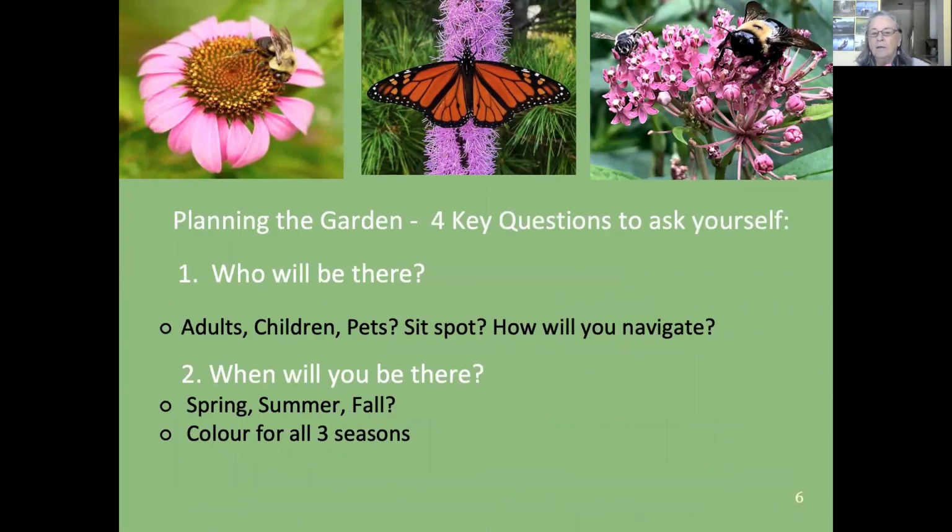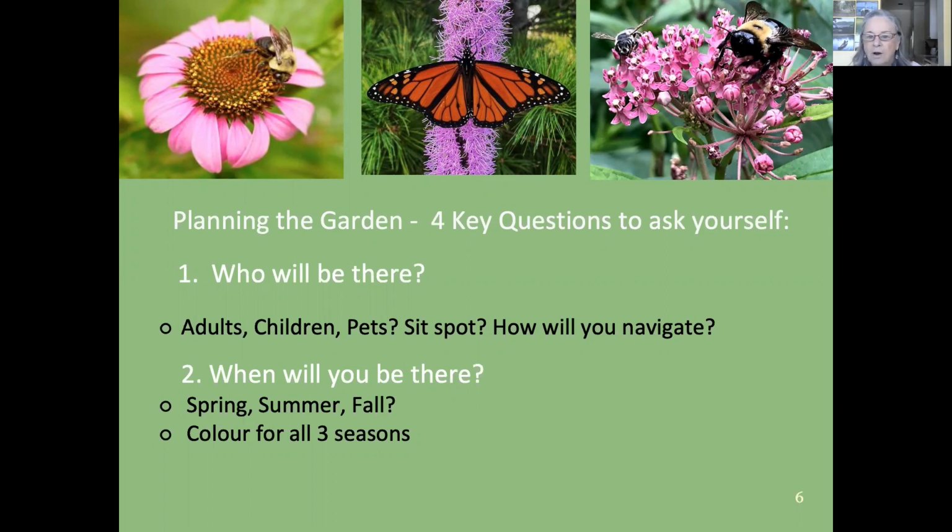So now let's talk a little bit about planning your garden. There are four key questions to ask yourself if you're just starting out. The first one is, who will be there? Will it be adults, children? Will there be pets? Will you have a sit spot, a place where you want to sit in the garden? And how will you navigate? How will you go from A to B to do your reading and your watering?